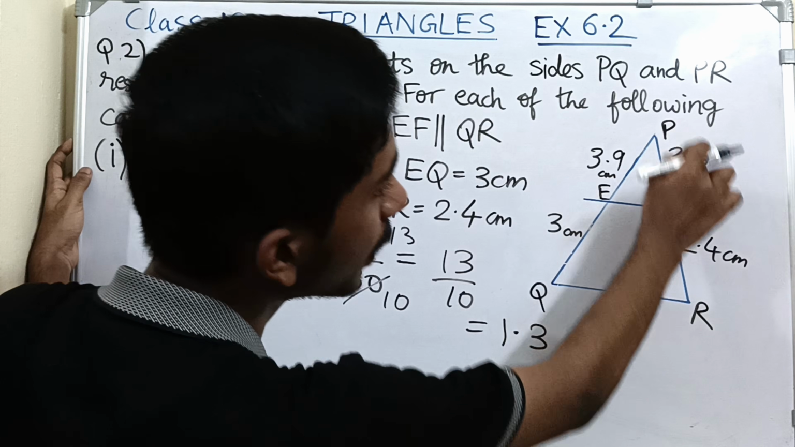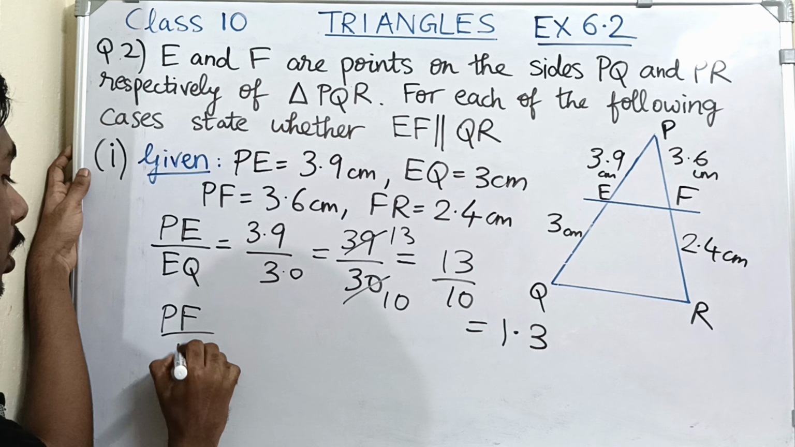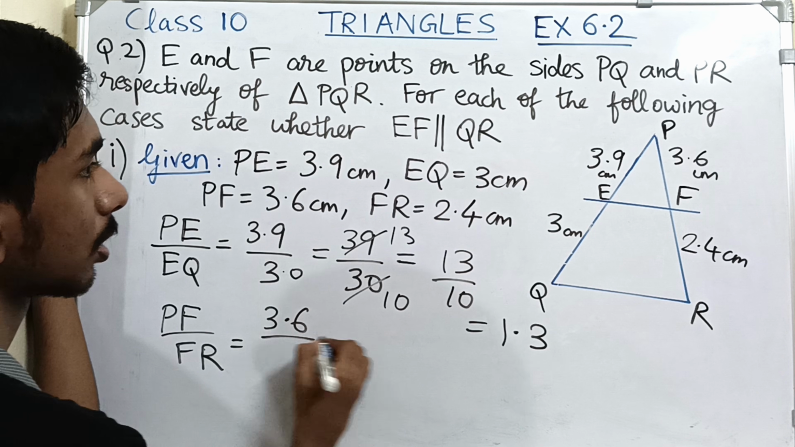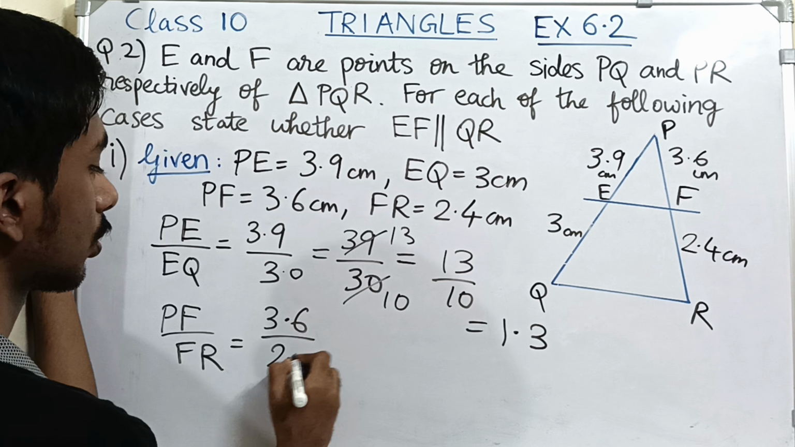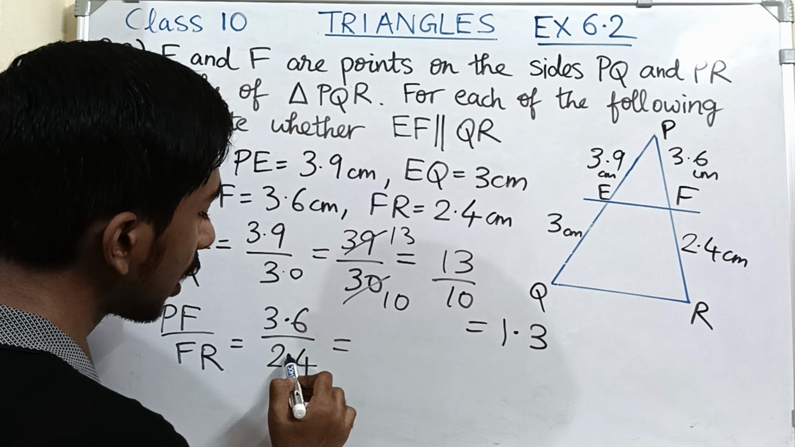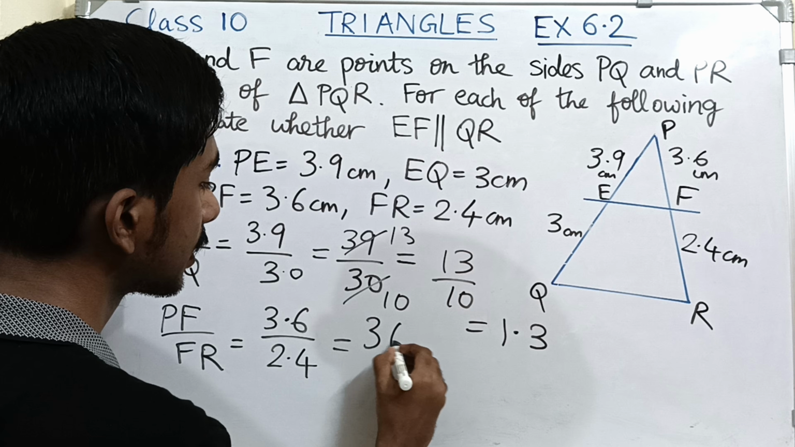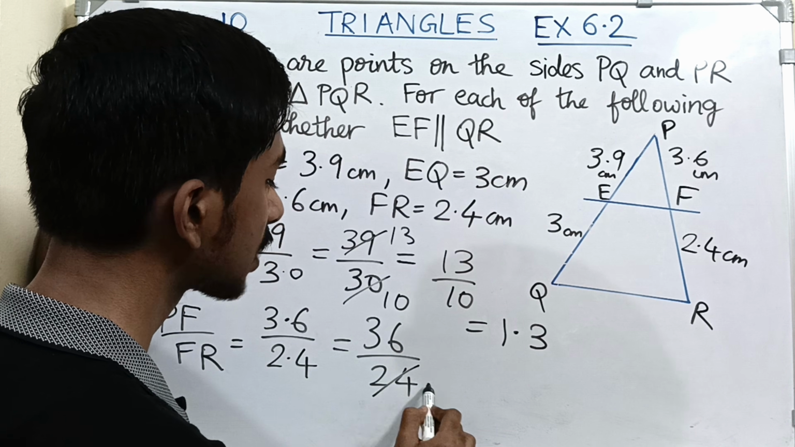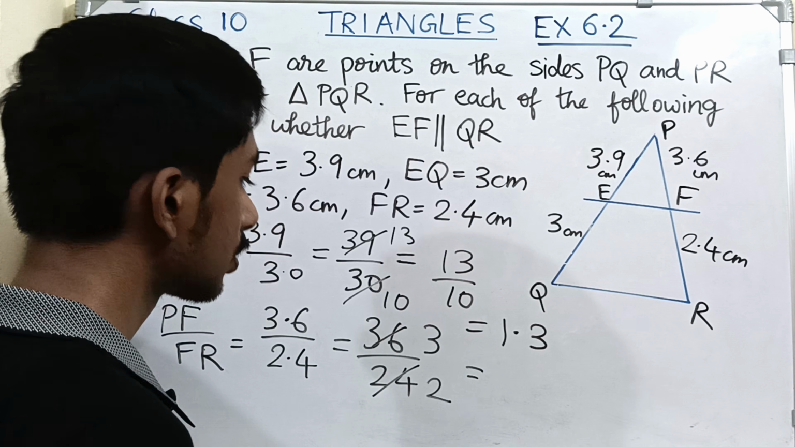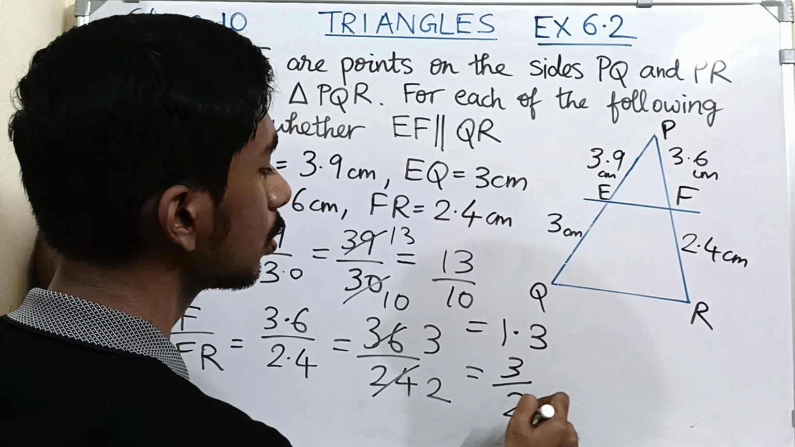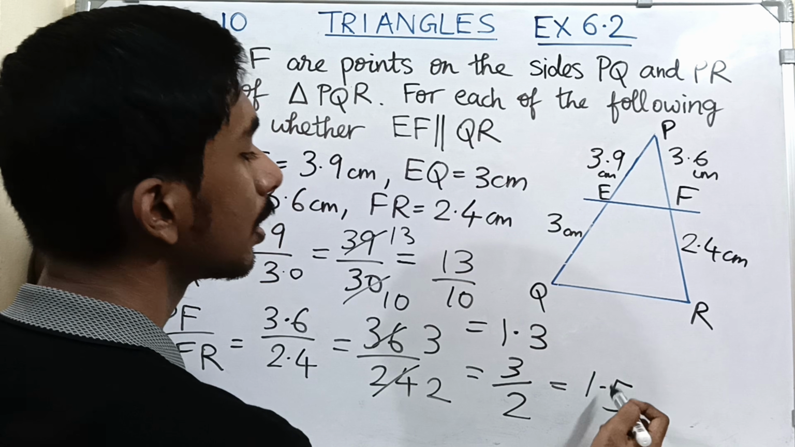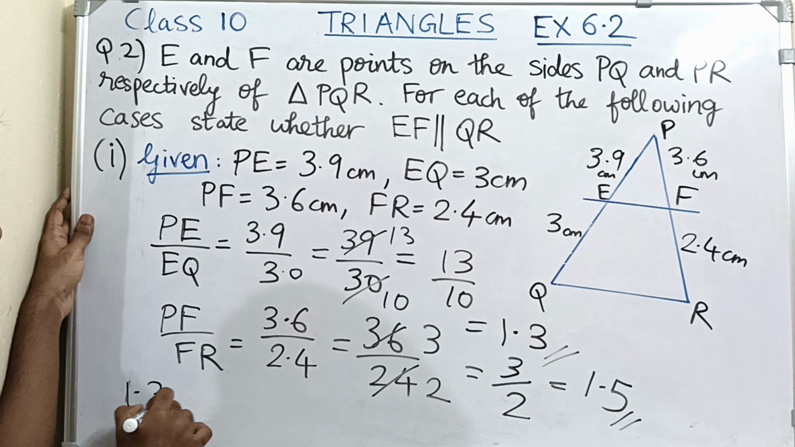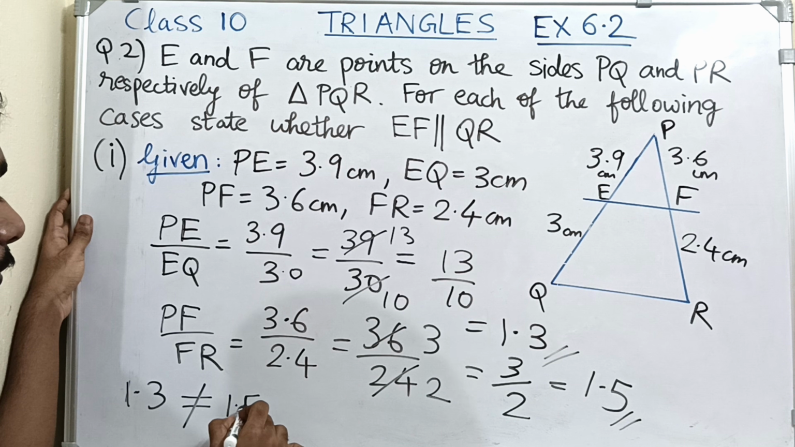Now we will check PF over FR. PF over FR, which is equal to, how much is PF? PF is 3.6. FR is 2.4. So you can shift the decimal like this in both numerator and denominator. It becomes 36 by 24. So these two numbers will go in 12 tables. 12 2s are 24 and 12 3s are 36. So this will become 3 over 2, which is how much? It is 1.5. See, this is 1.3 and this is 1.5. Both ratios are not equal. 1.3 not equal to 1.5.